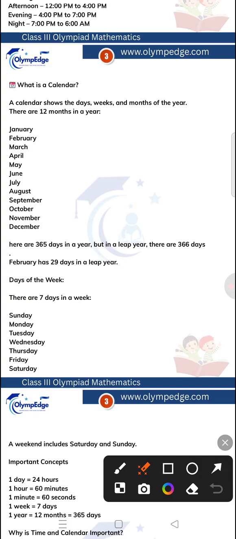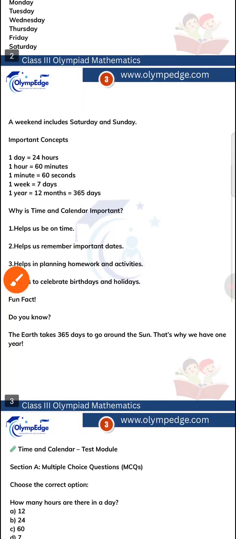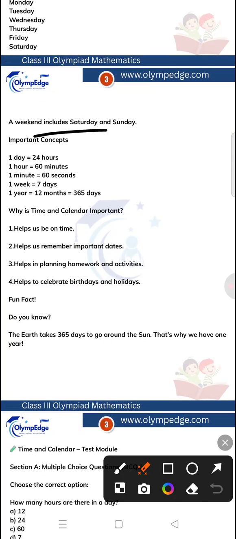So let's see the days of the week. There are 7 days in a week. These are Sunday, Monday, Tuesday, Wednesday, Thursday, Friday, and Saturday. So here you see the weekend includes Saturday and Sunday. We call Saturday and Sunday as weekends, right?